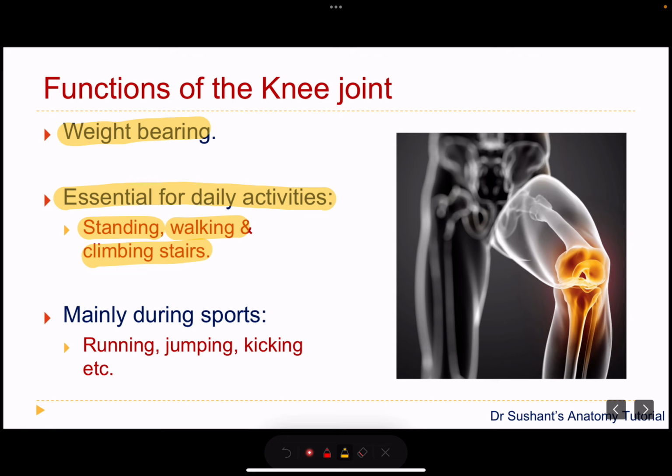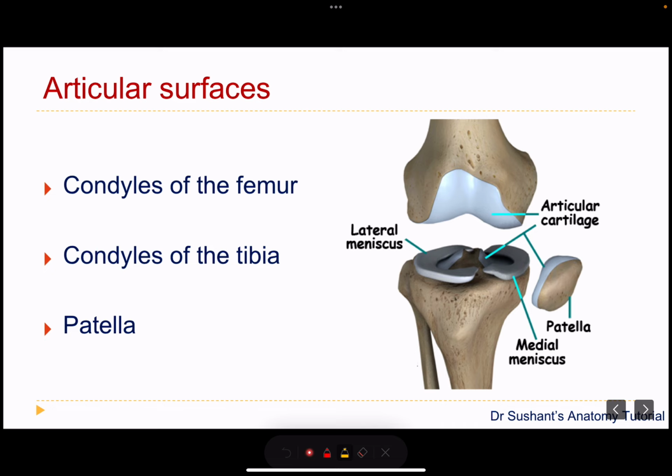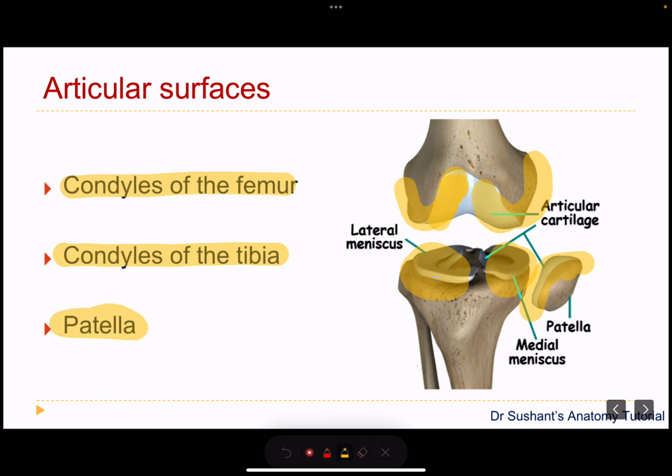Mainly during sports like running, jumping, kicking, etc., the knee joint is actually very, very important. Now looking at the articular surfaces. The articular surfaces are formed by the condyles of the femur, as you can see here, the medial and the lateral femoral condyles, and the condyles of the tibia.